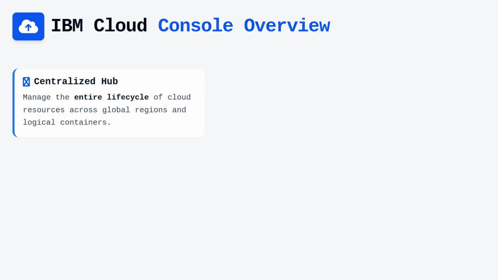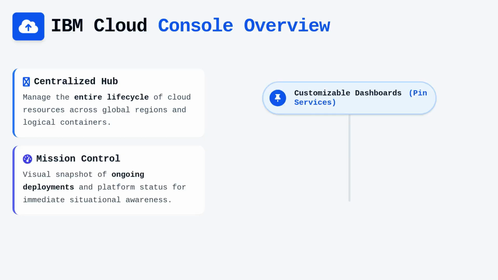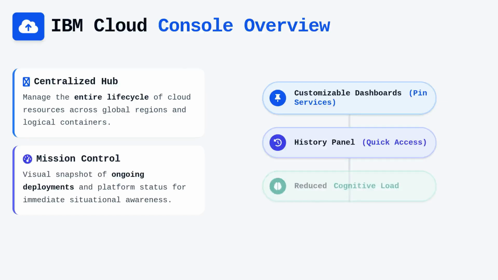When you first log in, the landing page serves as your mission control, providing a visual snapshot of your ongoing deployments and overall platform status. You can customize this dashboard to prioritize the information that matters most to your day-to-day work, such as pinning your most frequently accessed services to the top of your view. Tracking recent resource access is equally straightforward, as the history panel maintains a log of your last visited pages, allowing you to jump back into a configuration task without navigating through deep menu trees.